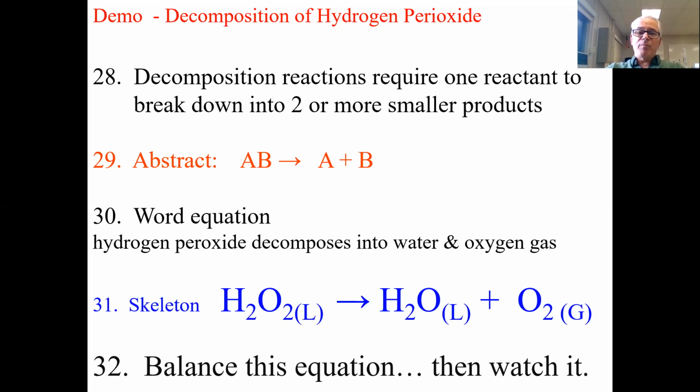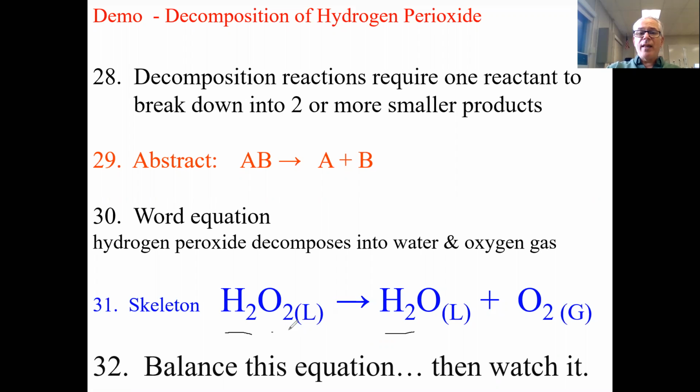This is the skeleton here in blue. H2O2 makes H2O and oxygen. Now, I'm going to try to balance this equation right here, right where we are. I'm going to get my pen out so we can do this, and we're going to go real slow. There's 2 hydrogens in the reactant, and there's 2 hydrogens in the product. Now, there's 2 oxygens here. We have 1 plus 2. 2 oxygens in the reactant, and then we have 3 in the product. 1 in the water and 1 O2.